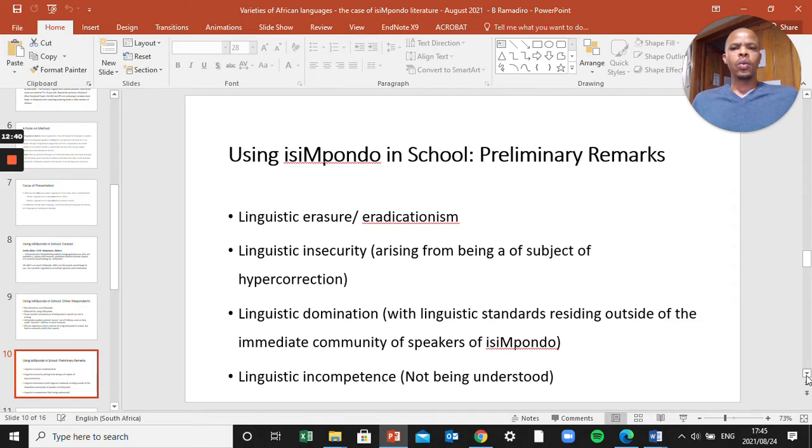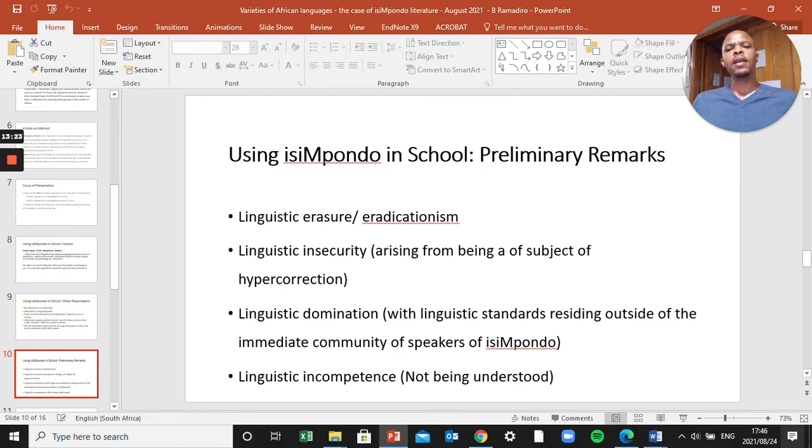Now, what are some of these views, opinions, observations of participants telling us? Well, we can see that there is some linguistic erasure, or evidence of eradicationism in their experiences, that people attempt to eradicate their variety. We can see some experience of linguistic insecurity, where the respondents are saying that they're subjects of constant correction or hypercorrection.